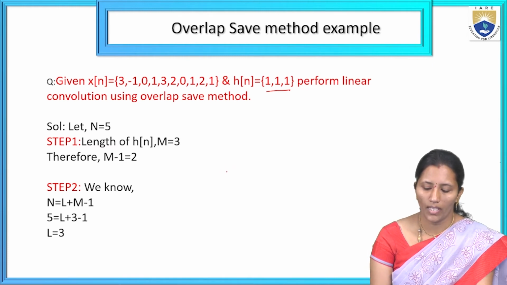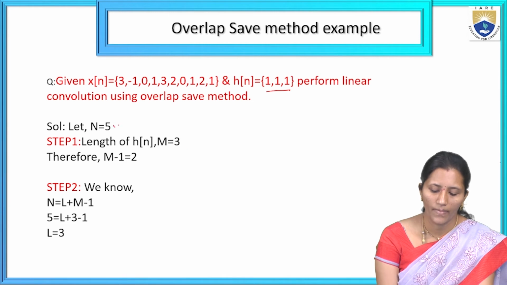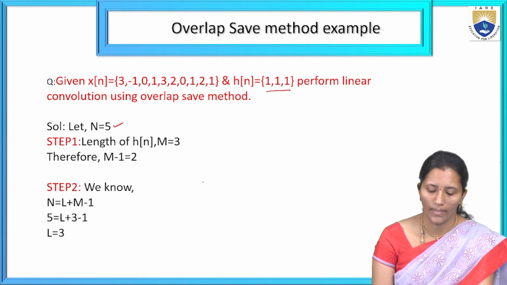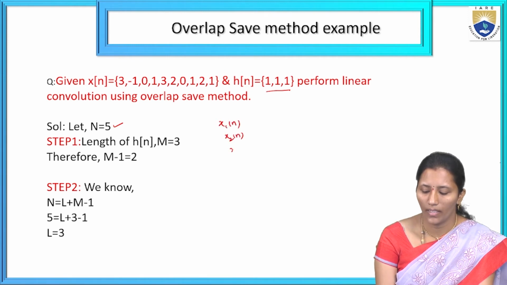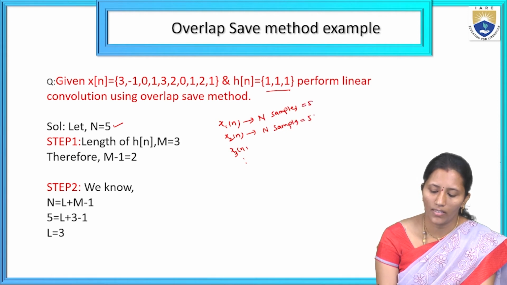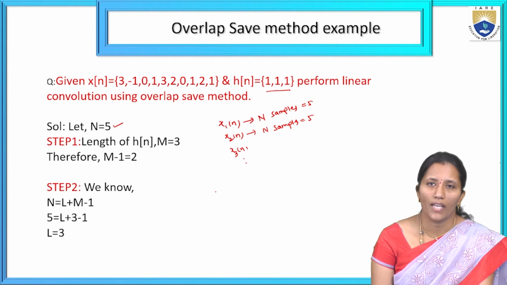So here first I am assuming the N value. I am assuming it is 5. We can assume it is 6 or 4 also. Here I am assuming N is equal to 5. So what is N here? N is nothing but, after segmentation we are going to get x1 of n, x2 of n, x3 of n like that. Each segmented block should contain N samples. That is nothing but 5 samples.